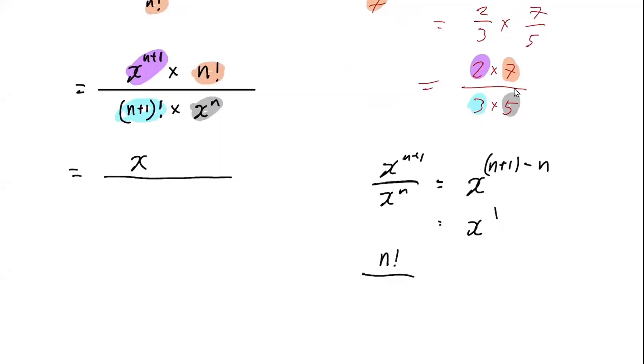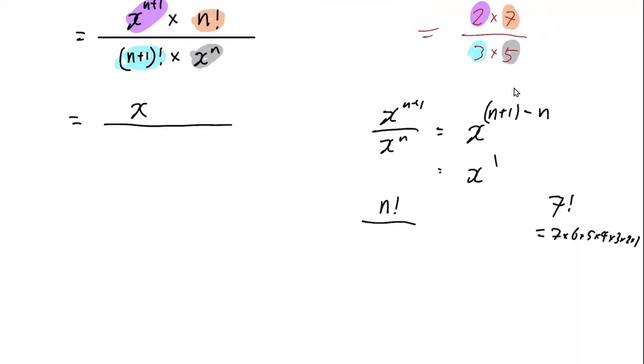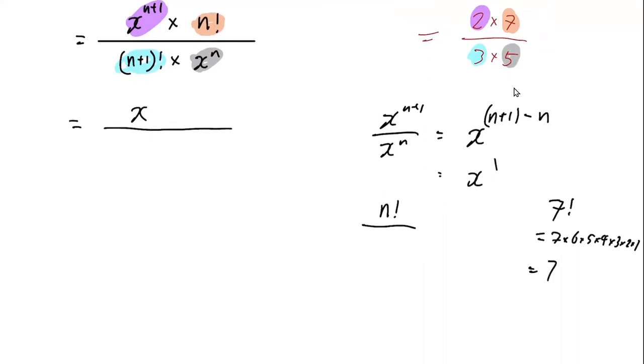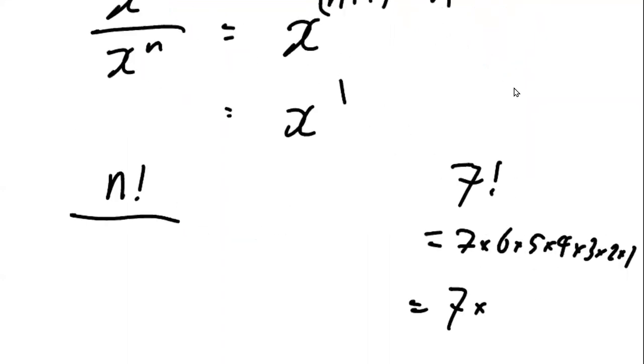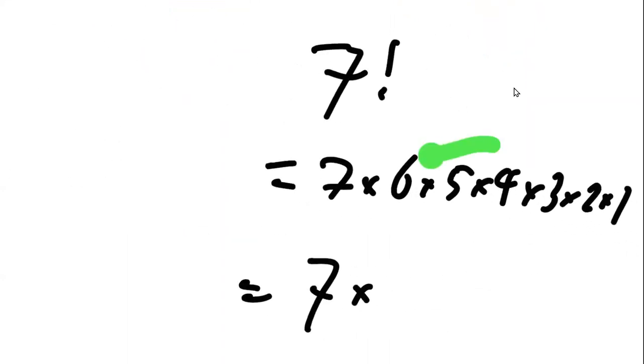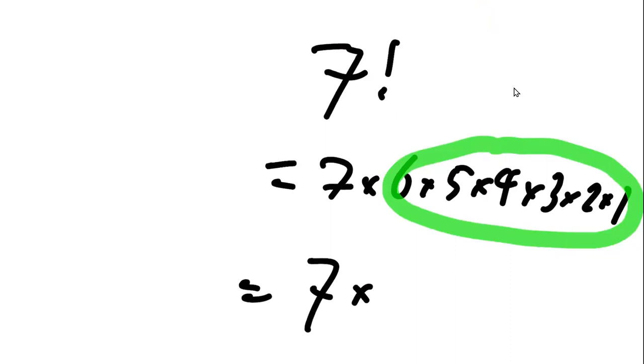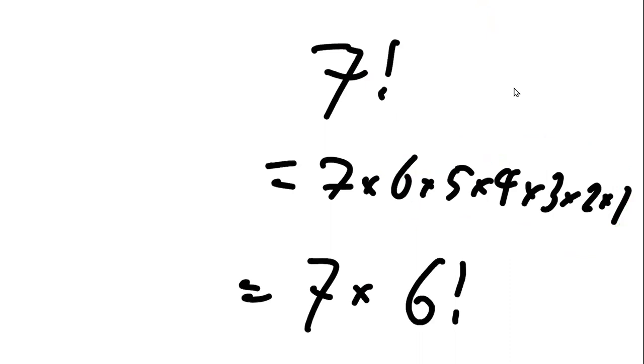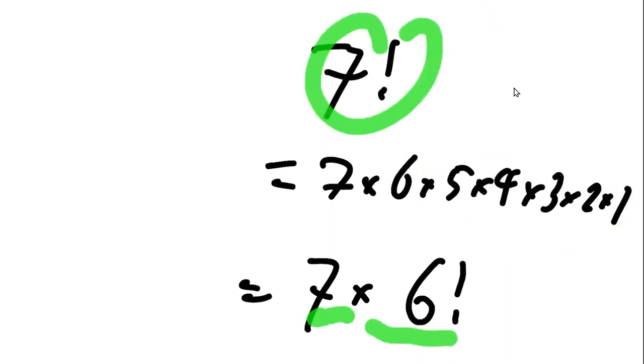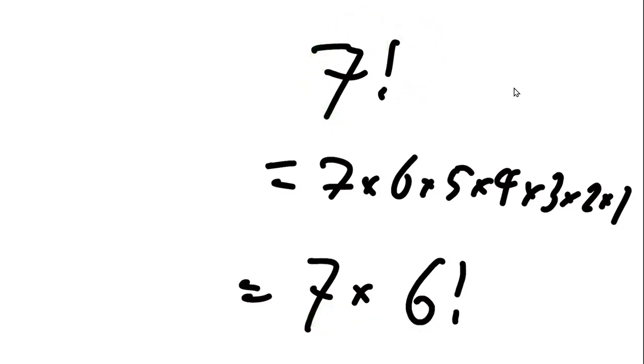n factorial is just n times (n minus 1) times (n minus 2) and so on. For example, 7 factorial means 7 times 6 times 5 times 4 times 3 times 2 times 1. Why did I pick such a big number? The more important point is to take note of this pattern. You see, 6 times 5 times 4 times 3 times 2 times 1, isn't that just 6 factorial? So 7 factorial is 7 times 6 factorial. Right? How about 9 factorial?